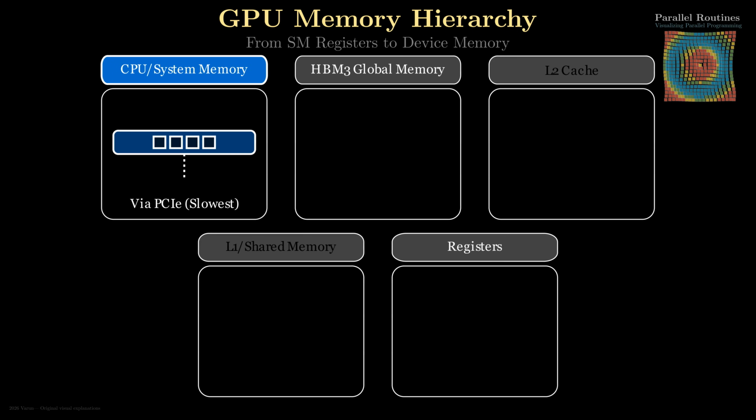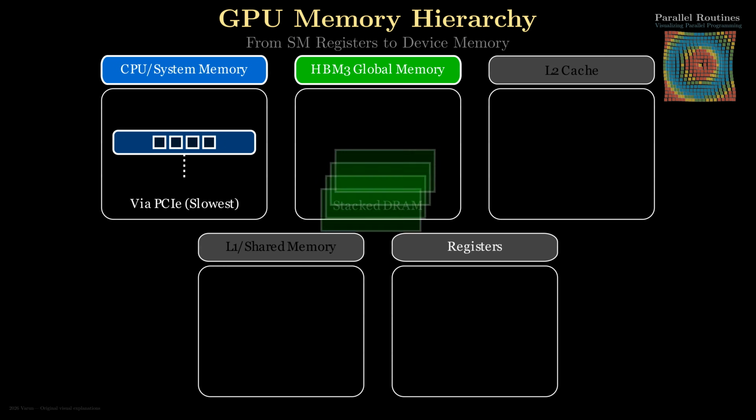CPU system memory resides off-chip and is accessed via PCIe or other interconnects. Bandwidth is limited and latency is high. Transfers can be explicit or managed by unified, page-locked memory. The interconnect bandwidth is often the limiting factor.